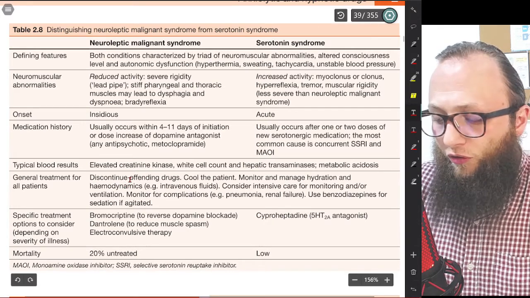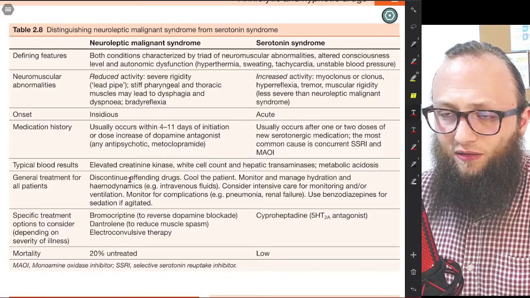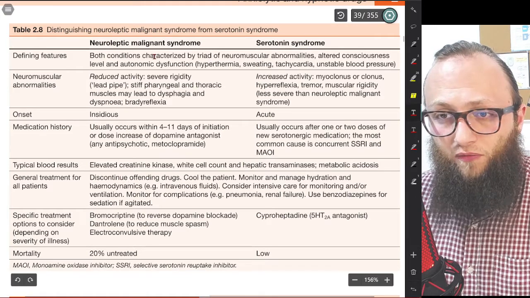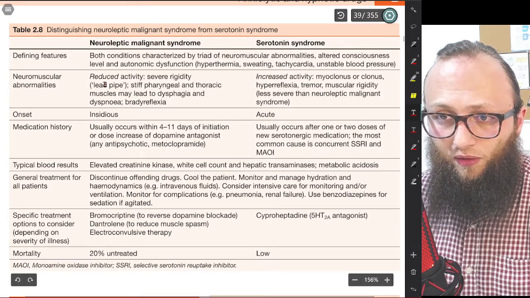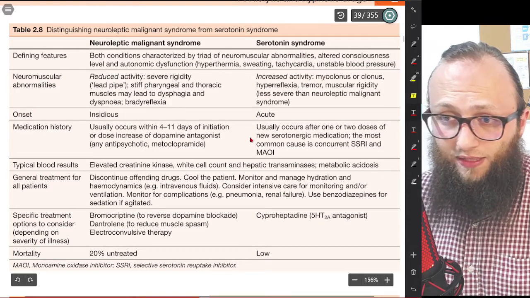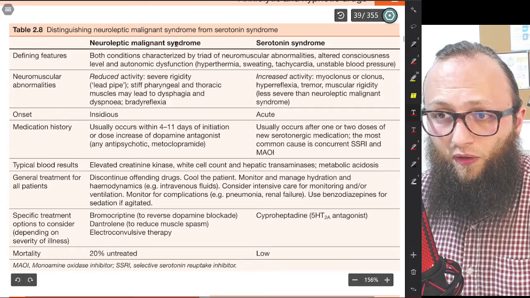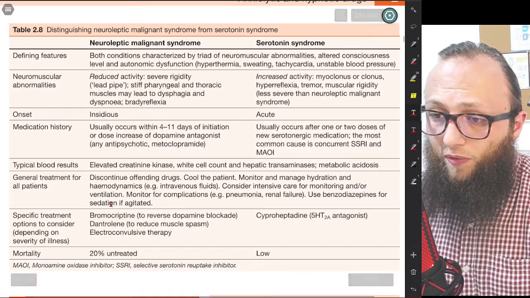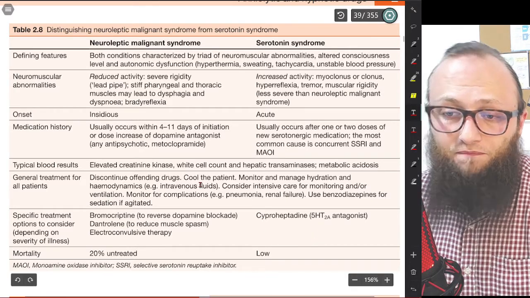And that's important to know, because even if you don't know the exact diagnosis, it's okay, just treat the problem. But specifically for neuroleptic malignant syndrome, you may find reduced activity in comparison with serotonin syndrome with increased activity. And for neuroleptic malignant syndrome, you can use bromocriptine, dantrolene, and electroconvulsive therapy, while in serotonin syndrome, you can use cyproheptadine. That's it.